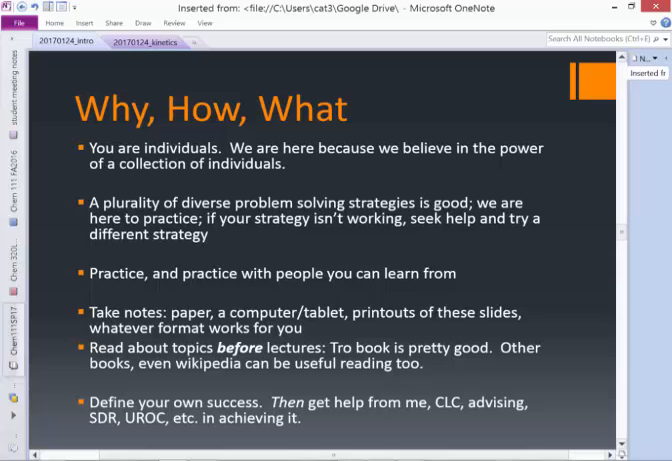Let me help you: Cooperative Learning Center, advising, Student Disability Resources, Undergraduate Research Opportunities Center. I've never seen a school like this in my life for quantity of resources, for quantity of people with master's and PhDs working to help you succeed. It's pretty cool, so let's do it. That's most of my tirade for the day. I'm almost done.